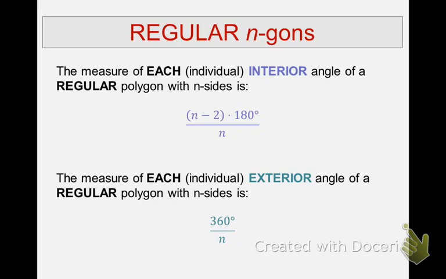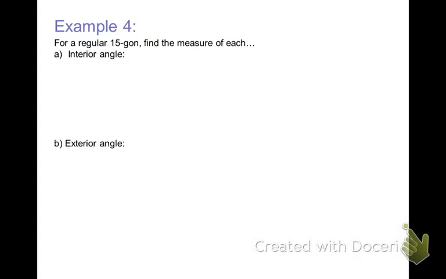So just to reiterate, we divide by n only if I'm looking for an individual angle in a regular polygon. If I'm asking for the sum of the angles, then you're not dividing by n and you're just taking either the numerator of each one, depending on whether you're looking at interior or exterior. All right? So let's see how we can make use of this.